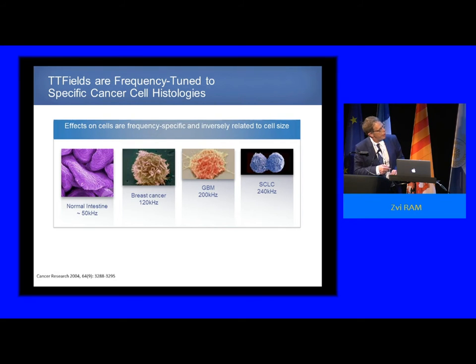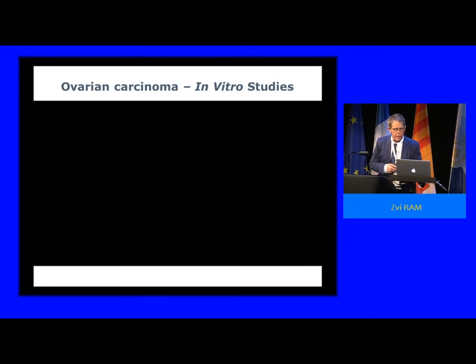So GBM are being treated at 200 kilohertz. But other tumor types, such as lung cancer, should receive a higher intensity, higher frequency, while breast cancer should receive a lower intensity. And we now have a catalog for most of the tumor types showing the precise or optimal frequency that needs to be used.